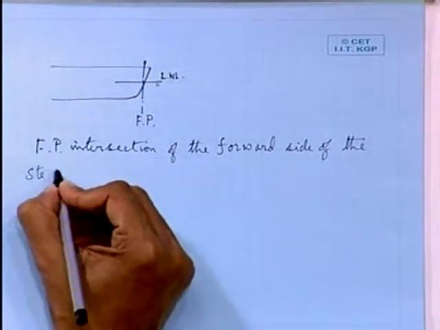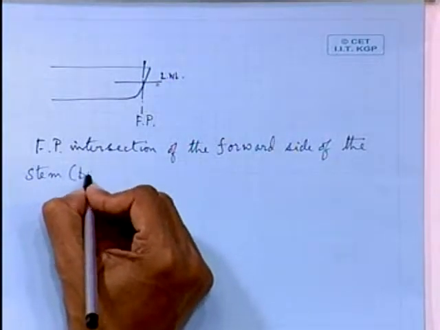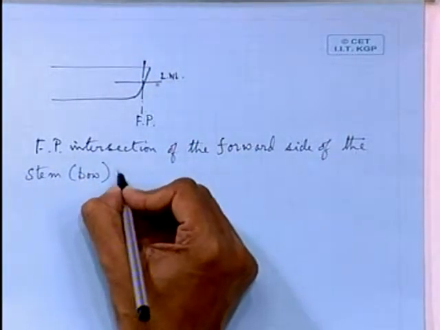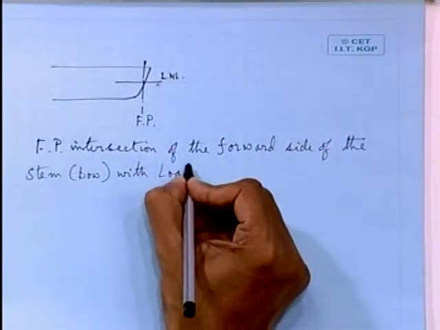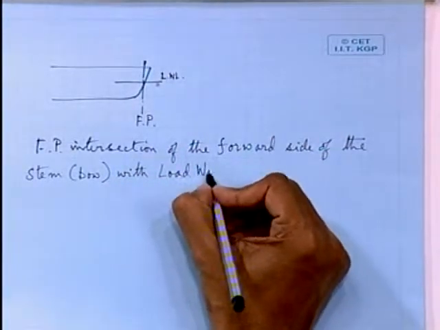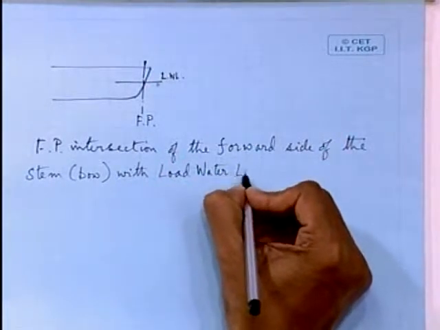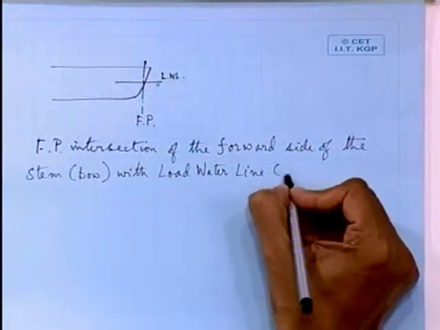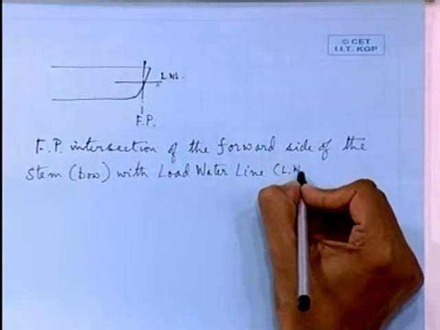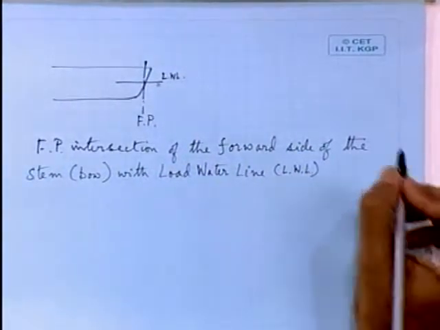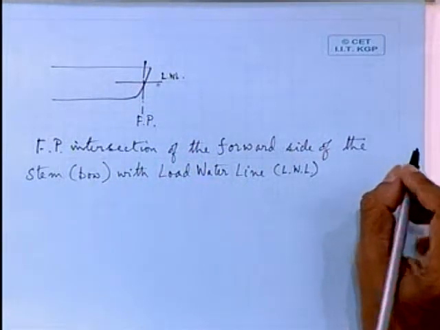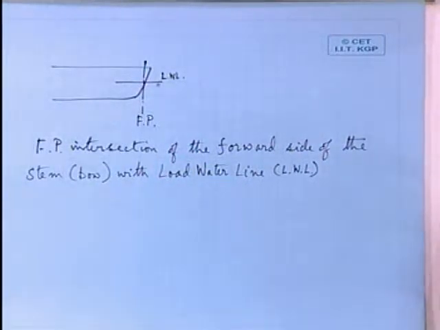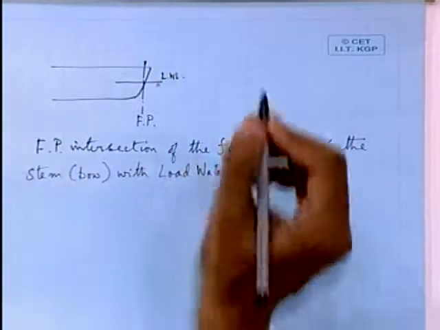Forward side of the stem, or sometimes this is also called the bow, with load water line. Bracket, that is called LWL. Now the Americans, they call this, saying LWL, they say that it is the dead water line or DWL, whatever it is. So this is the definition of forward perpendicular.